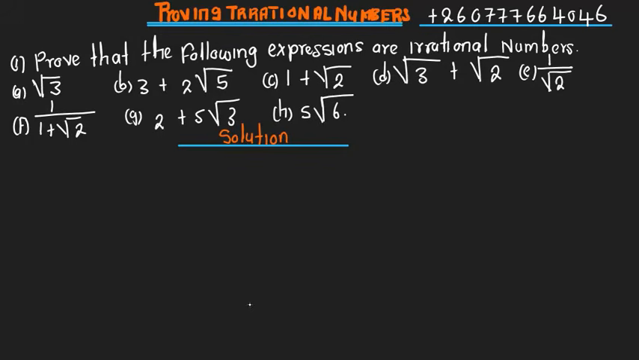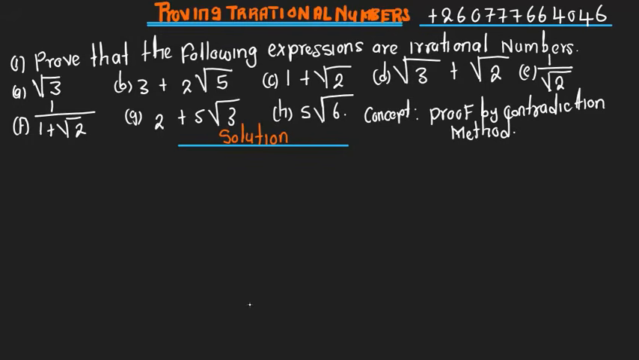We have been given interesting questions, and the first question is saying we prove that the following expressions are irrational numbers. Okay, so in order to prove irrational numbers, there is a concept that we use, and the concept is proof by contradiction method. So it's a proof by contradiction method.